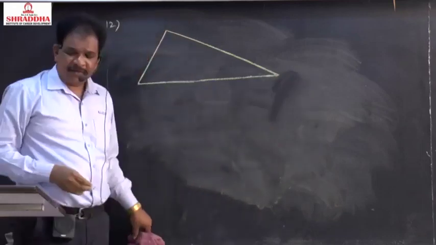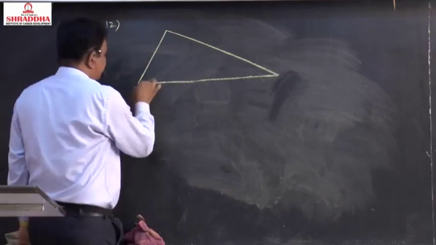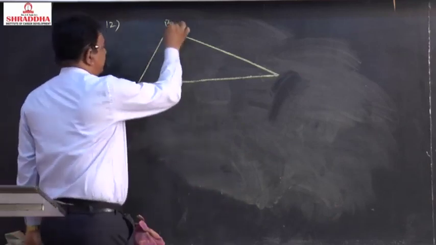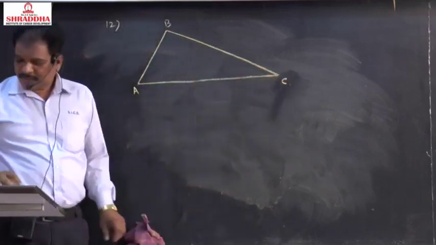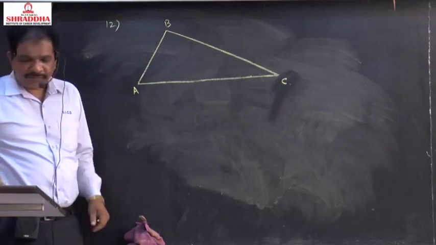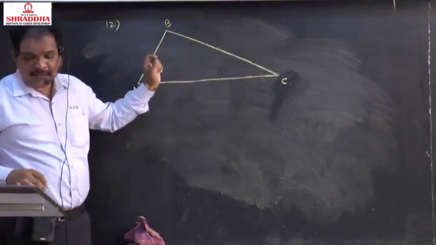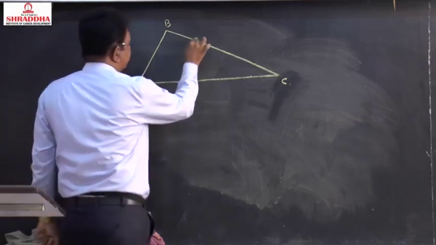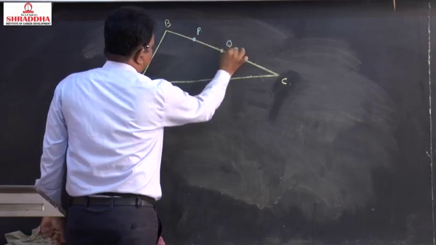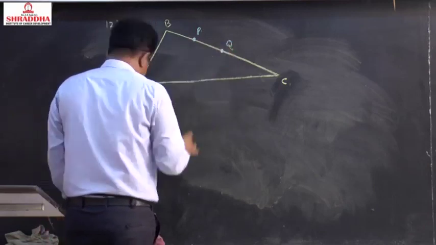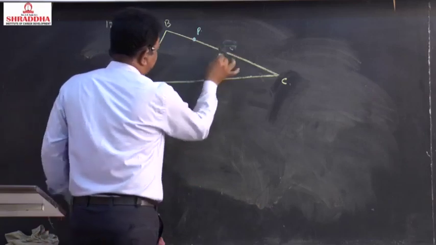Okay, like this one triangle they gave. They named it A, B, C. Next, this BC they divided into 3 parts: P, Q, R. Then what will happen? Exactly equal.